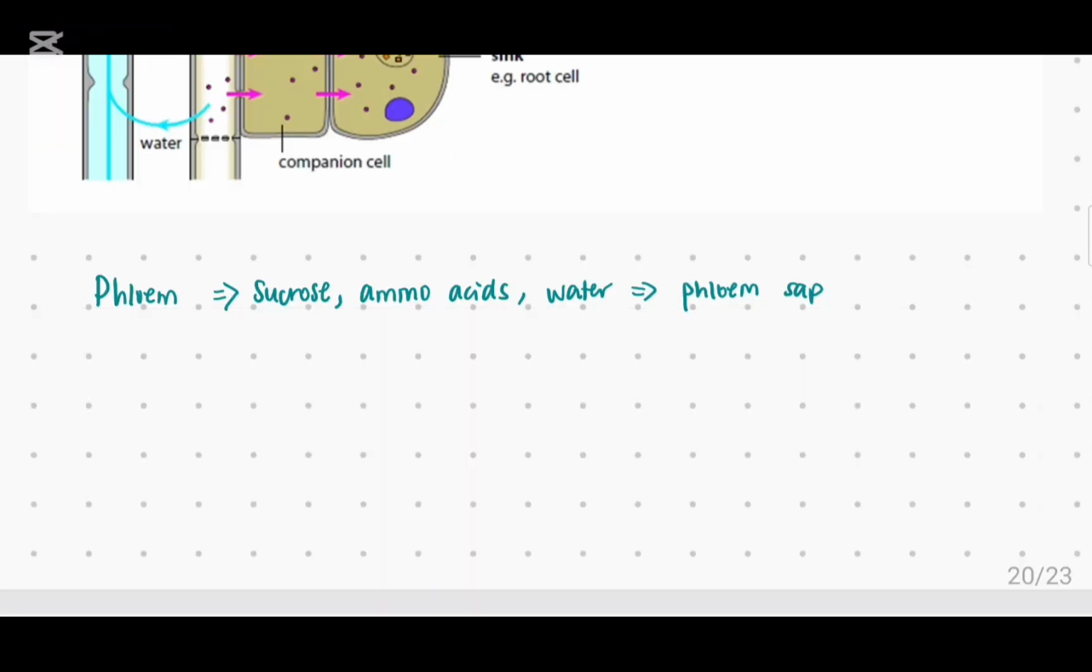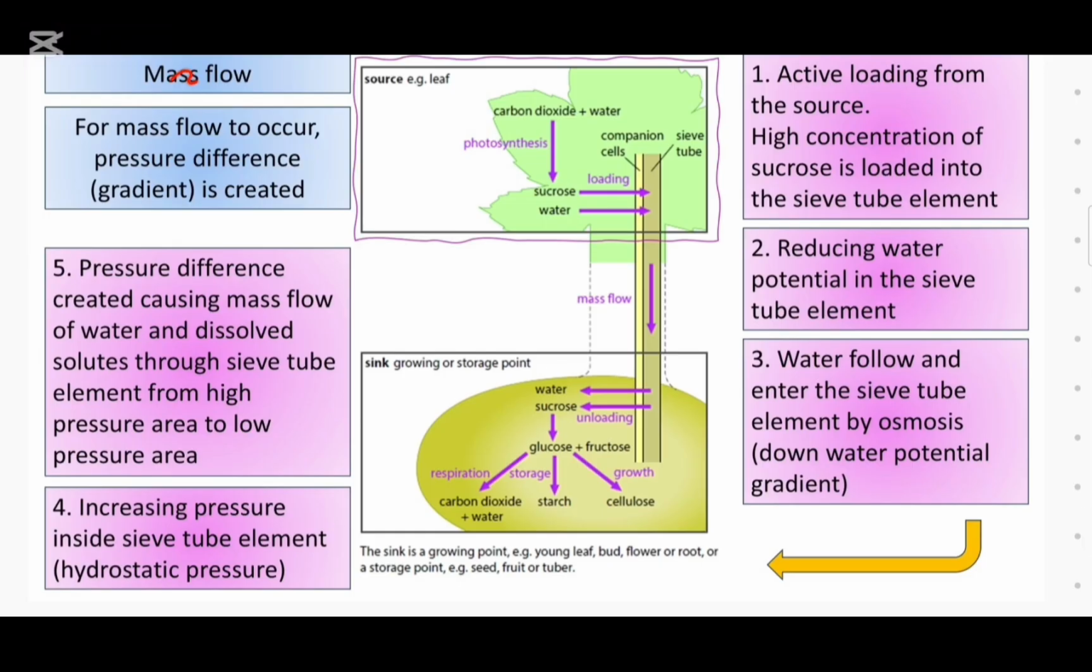Alright, just to remind everybody, what is transported in the phloem? Not only sucrose, but amino acids and water together, which might also be described as the phloem sap, is what's going to be transported. So let's go through mass flow of sucrose. What's happening during mass flow? Mass flow is generated due to a pressure difference or pressure gradient that is created. But how is the pressure gradient actually created?